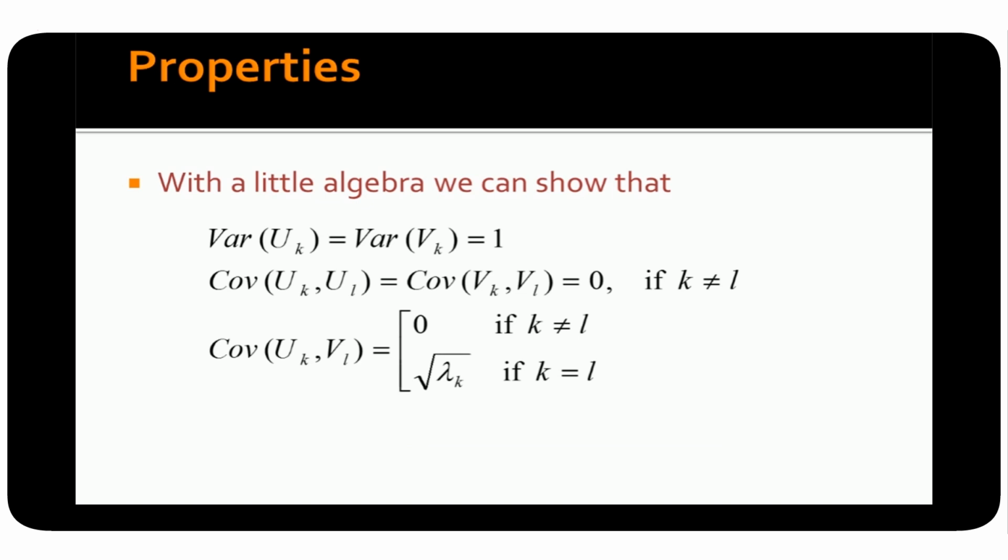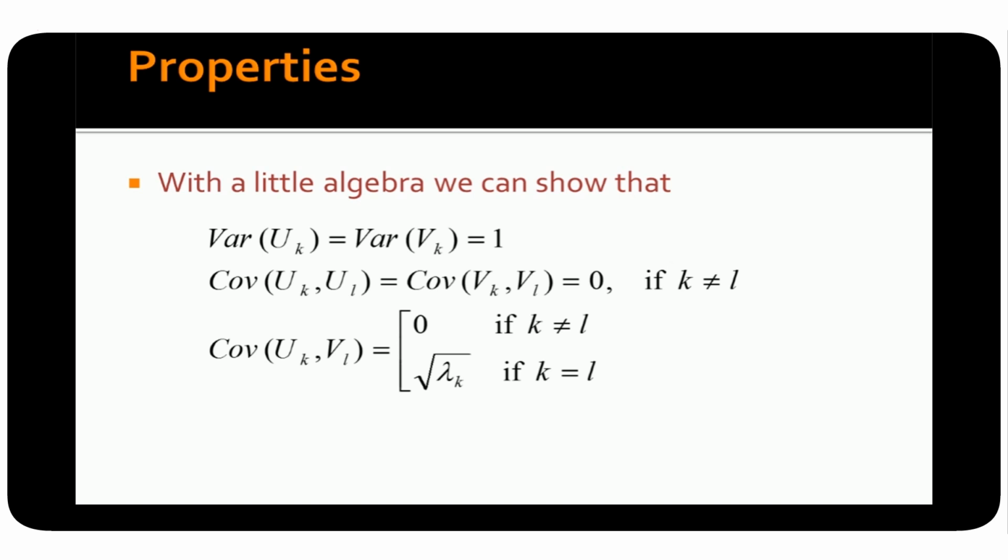The variance of uk and the variance of vk would both turn out to be equal to 1, and we can expect that the covariance between uk and ul would be equal to 0 for any k not equal to l. So, if from the first set I get r canonical variables, the first canonical variable, the second canonical variable, etc., all these are uncorrelated among themselves. Similarly, the canonical variables from the second set are uncorrelated among themselves, that is, the covariance between Vk and Vl is going to be equal to 0 if k is not equal to l.